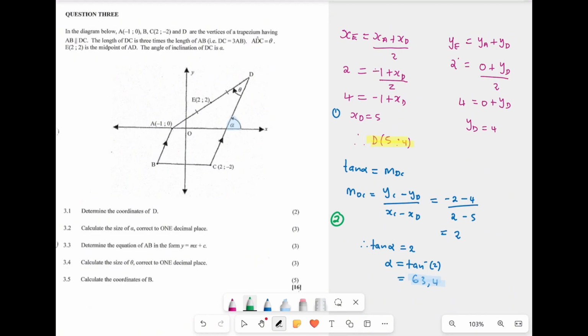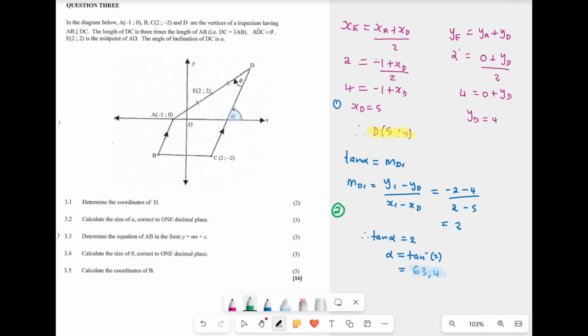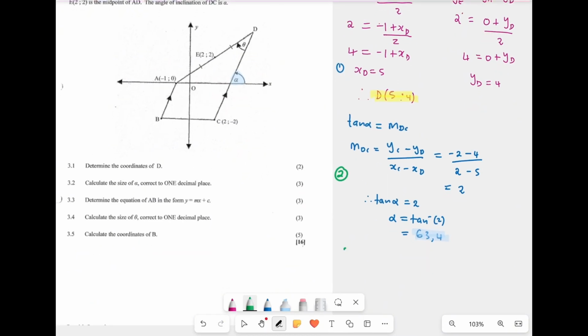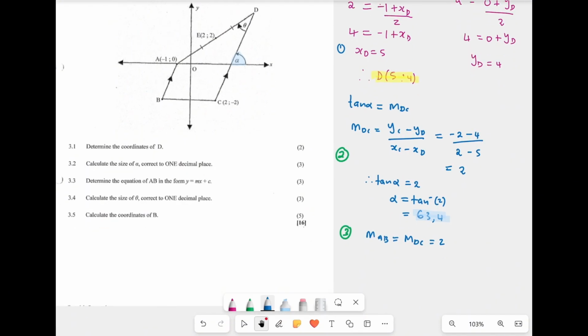Let's move to question number 3. Determine the equation of AP in the form y is equal to mx plus c. Now, we are looking for the equation of AP. The gradient of AP is the same as the gradient of DC, which is equal to 2, because these two lines are parallel. If lines are parallel, their gradients are equal. So now, we know that the equation will be y is equal to mx plus c.